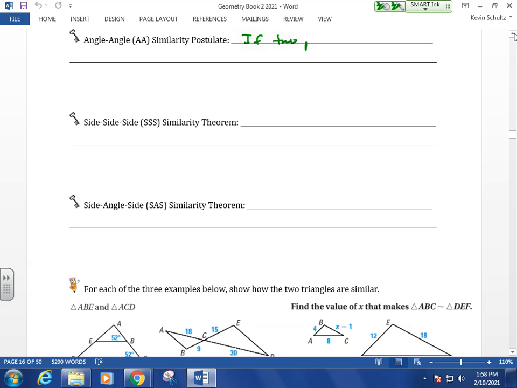If two pairs of corresponding angles are congruent, then the triangles are similar. The angle-angle similarity postulate states that if two pairs of corresponding angles are congruent, then the triangles are similar.